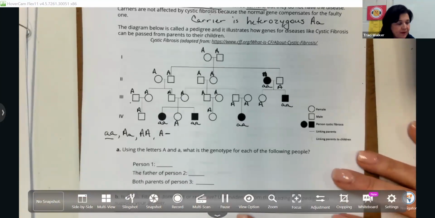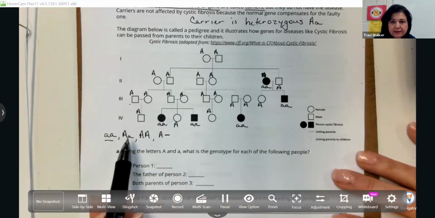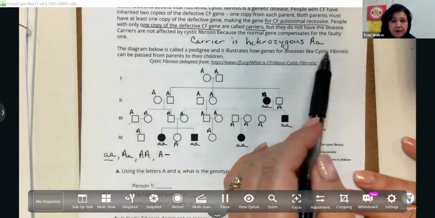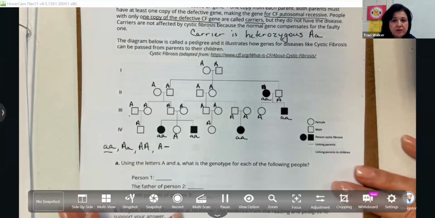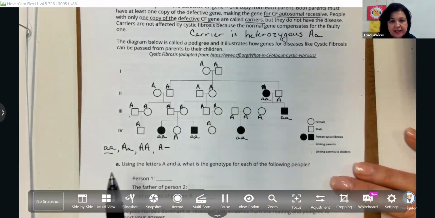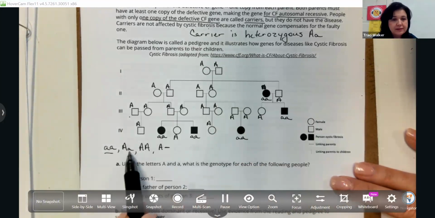Okay. So now I have to figure out which ones are the big A, little a. So which ones are the carriers? Remember, carriers are heterozygous. All right. So the way you determine if someone is a carrier is you look at the ones that are little a, little a. So you go around and you look at all the little a's. And if an individual is a parent of a little a, or they are a child of a little a, then they have to be big A, little a.